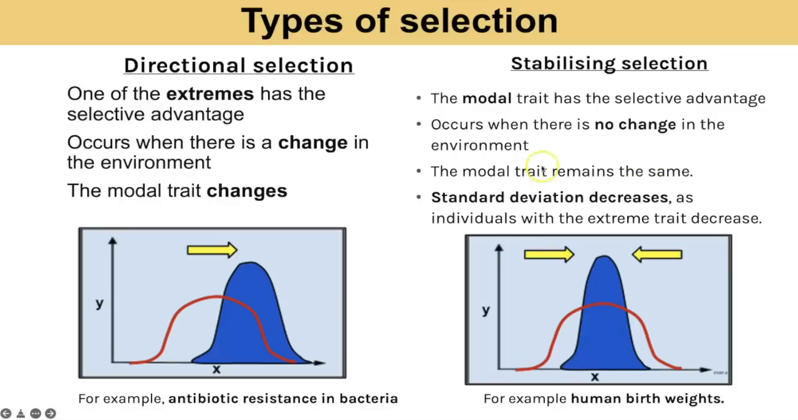So that would mean that the modal trait remains a selective advantage, and we can see that the range of traits or alleles decreases over many, many generations. The range and the standard deviation decrease.